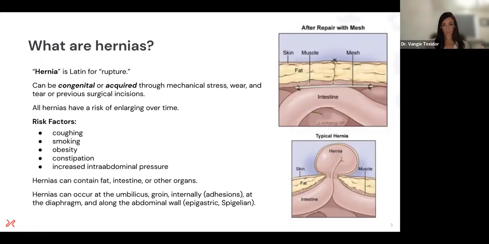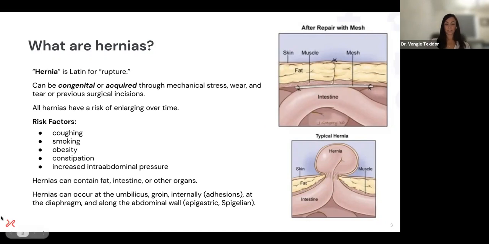And this is something that we can get from birth, I think most of the time, or they can be acquired from different surgeries, from mechanical stress, wear and tear. And over time, eventually for the most part, they end up getting bigger and bigger. Some of the risk factors to develop them or get them to become bigger are coughing, smoking, obesity, constipation, increased intra-abdominal pressure. Whatever can fit through that defect is going to go through. It can be intestine, a liver, a spleen, but the most common is small bowel or omentum that go easily through small defects.